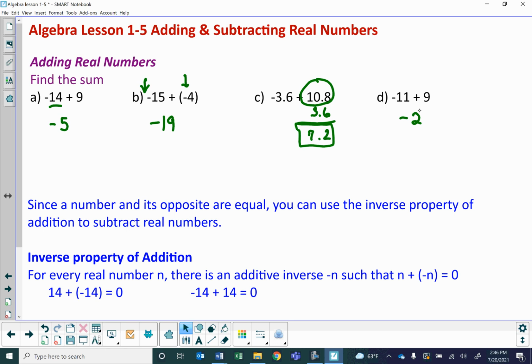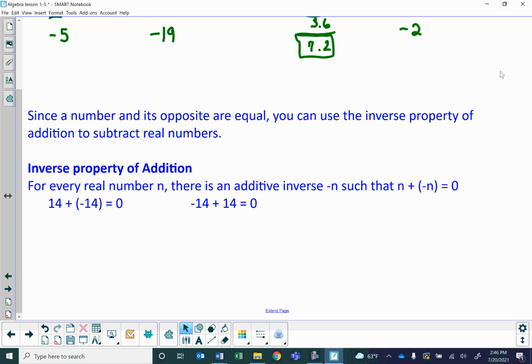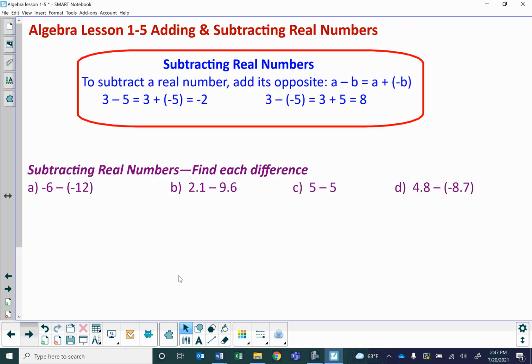Since a number and its opposite are equal, you can use the inverse property of addition to subtract real numbers. The inverse property of addition says that for every real number n, there is an additive inverse negative n, such that n plus negative n equals 0. In other words, 14 plus negative 14 equals 0. Negative 14 plus 14 equals 0. So a number and its opposite equals 0. Keeping that in mind, we're going to get to the rules of subtracting integers.